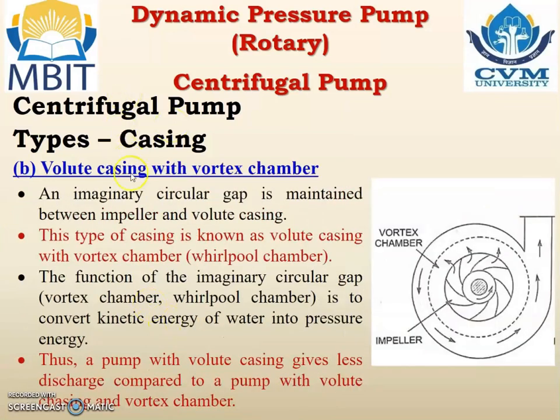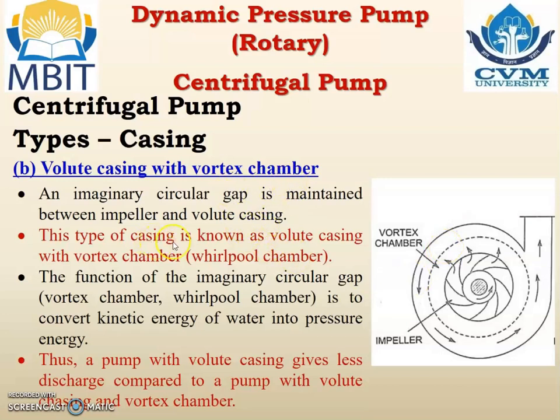Next is the volute casing with vortex chamber. An imaginary circular gap is maintained between impeller and volute casing. So you can see here there is the impeller, this one is the volute casing, and in between, an imaginary circular gap is maintained or generated, and that is known as the vortex chamber.